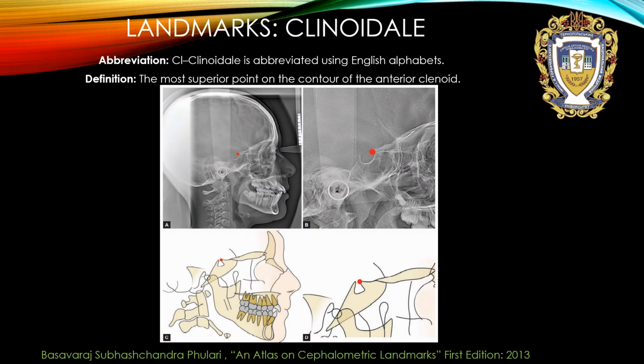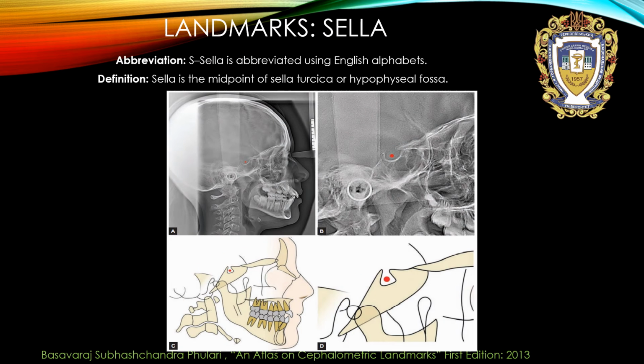Clinoidale point. It is the most superior point of the contour of the anterior clinoid process. It is the anterior border of sella turcica. And sella point is the midpoint of sella turcica or hypophyseal fossa.